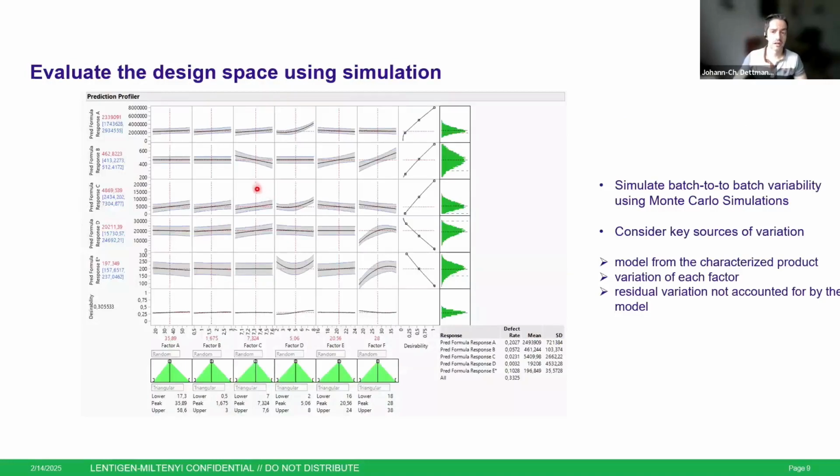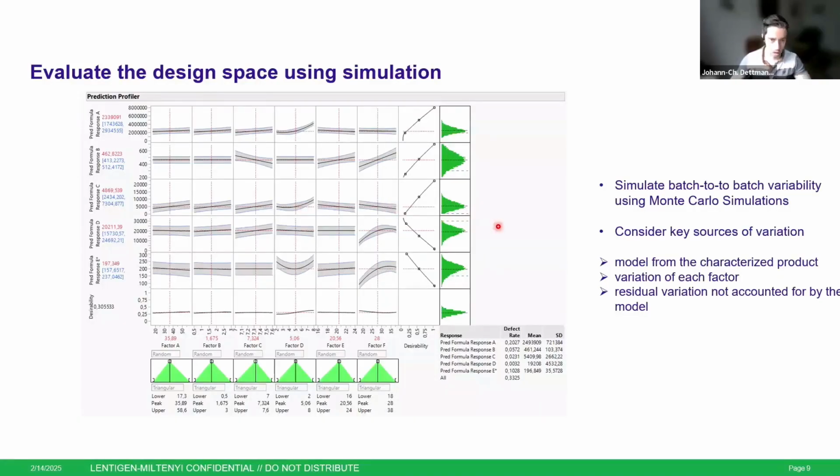So after defining our CPPs for our unit operations, the design space is then used to define the specific factor ranges for our process. And as the design space is very dynamic and depends on the settings of the respective factors, we use Monte Carlo simulations to simulate batch-to-batch variation and to explore the dynamic nature of the design space.